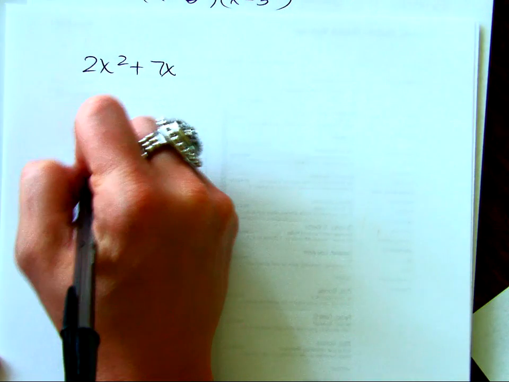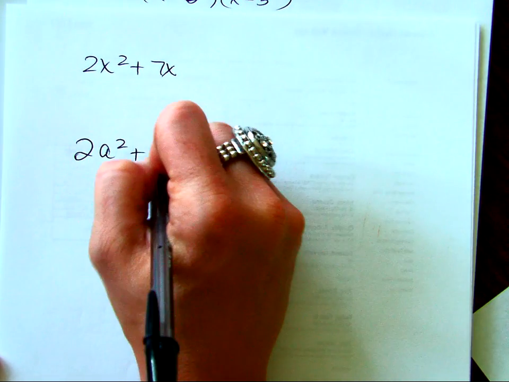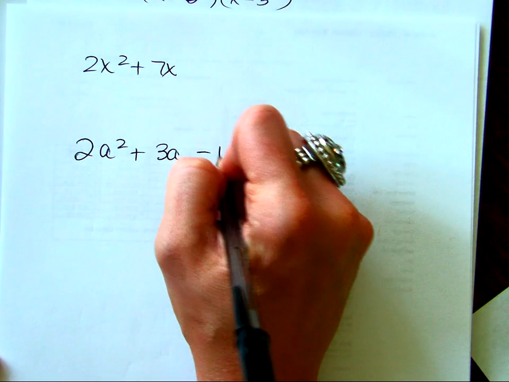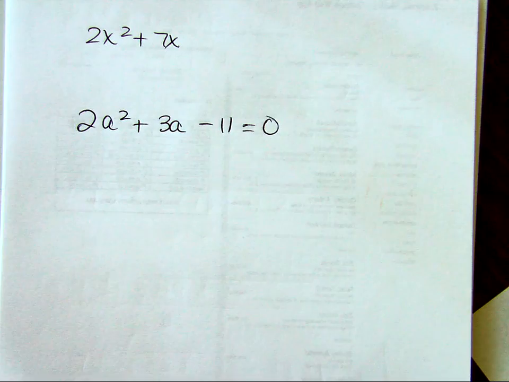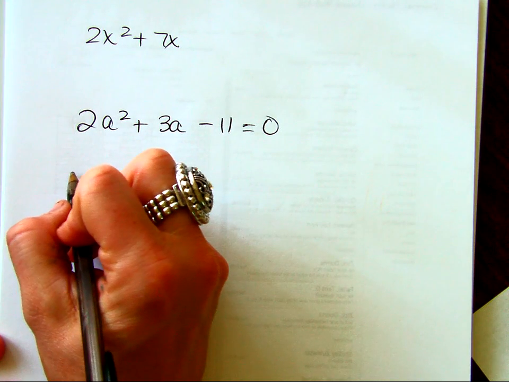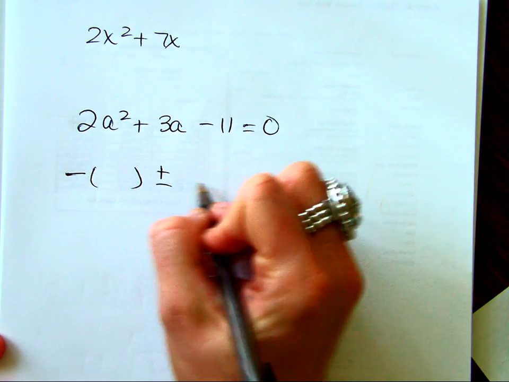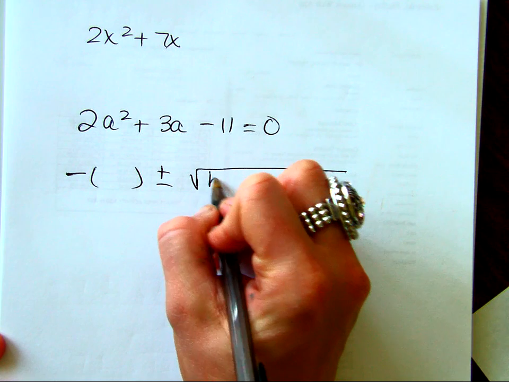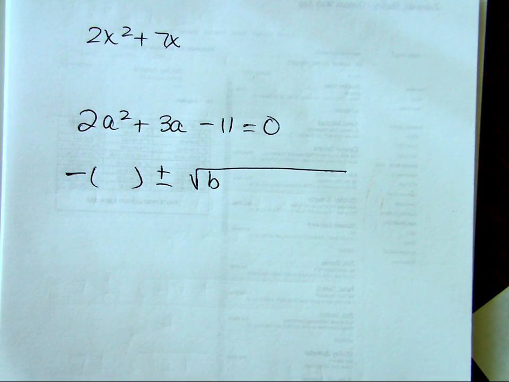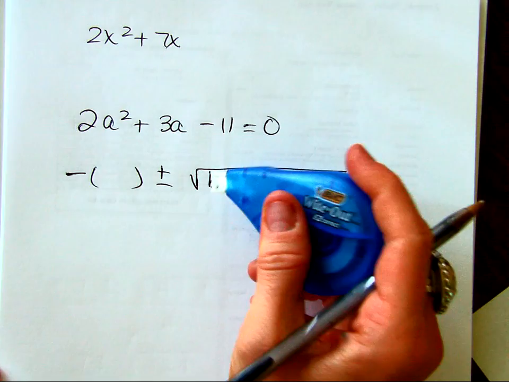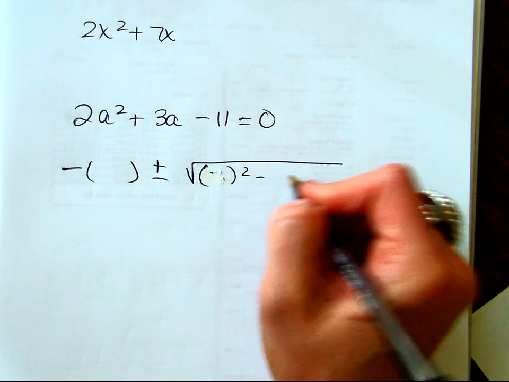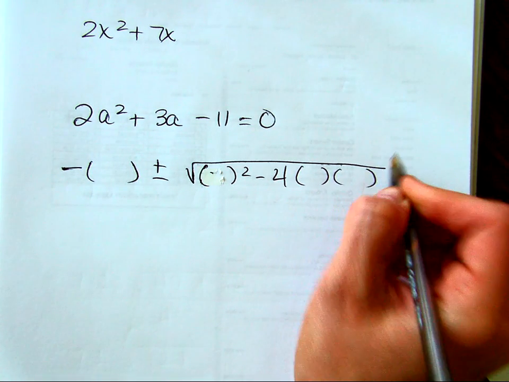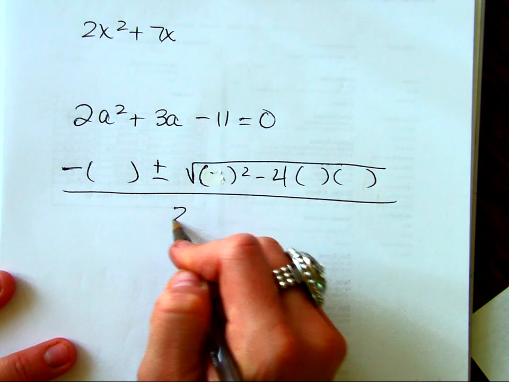So 2a squared plus 3a minus 11. So this one is already set up for you in standard form. So you can just go right ahead and get to your A, B, C. So the opposite of B, plus or minus the square root of B squared minus 4AC. So we are just going to go ahead and we're not writing the formula out this time. So we'll put our B value there, minus 4AC, all divided by 2A.